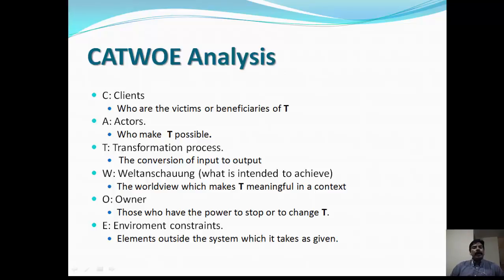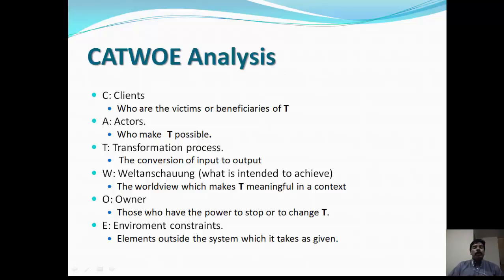First of all, in a CATWOE analysis, we have 6 elements. All of them are very important, but we need to start with the transformation process, or the T in this CATWOE analysis. The transformation process is the conversion of an input to output. Every system has inputs that transform them and then gets an output. If we analyze a gas station, the inputs are the cars, the clients that are going to buy some gas, and the output are the satisfied customers having bought gas at the gas station.